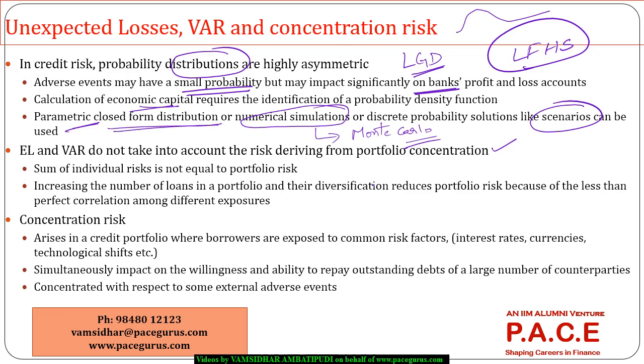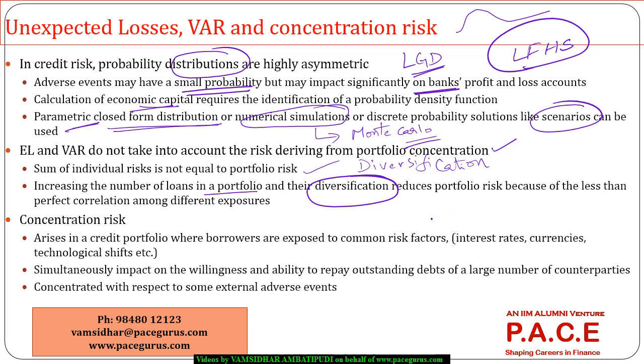they do not consider the portfolio concentration, in what sector the majority of the asset classes are lying, because the sum of individual risk is not equal to the portfolio risk. There is some level of diversification that is coming out because of the portfolio. So with more and more loans, the impact of very few category loans on the overall portfolio decreases, and more diversification obviously will reduce the portfolio risk. This is purely based on less than perfect correlation.